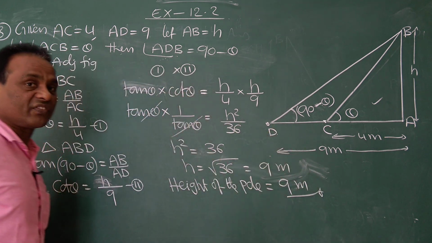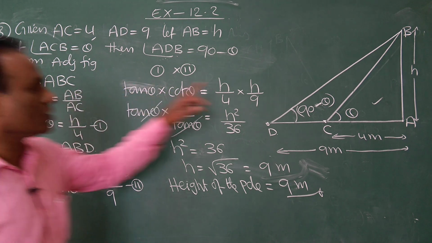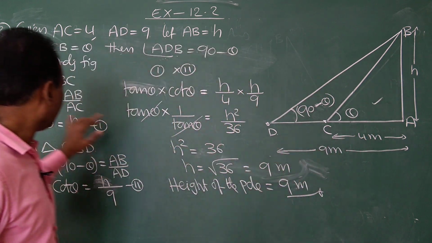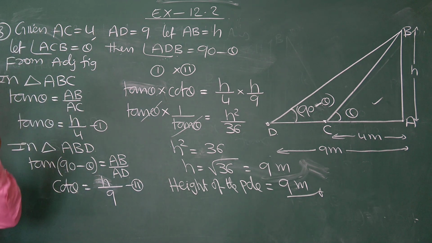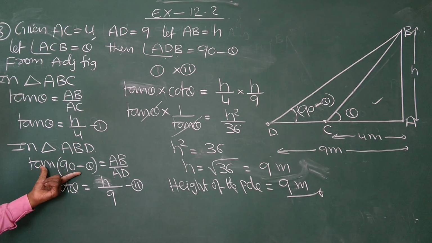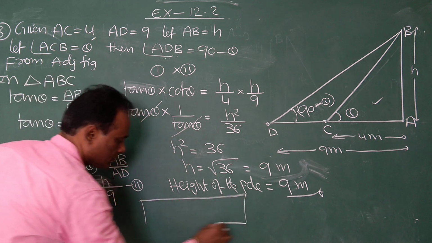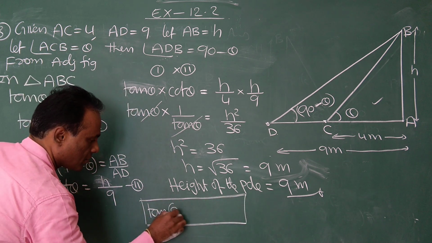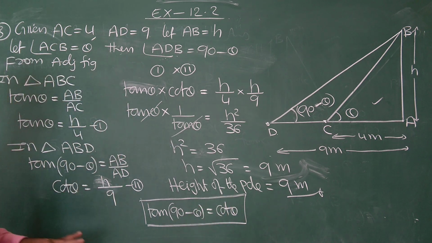So, the formulas used. Tan is equal to opposite by adjacent. Here I used it and here also I used it. Two times I used the tan theta formula. Second, for 90 degrees tan changes to cot. Tan 90 minus theta is cot theta. Check the trigonometry third chapter formulas. You write the formula. This is the second formula I used.